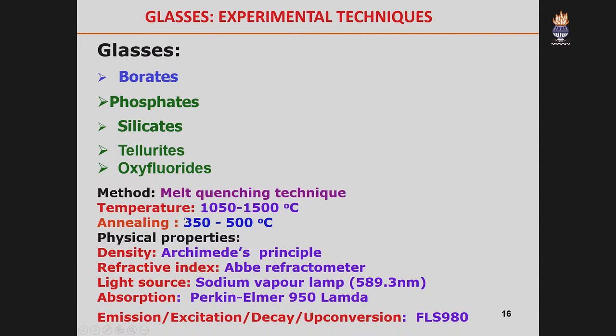In our laboratory, we have a furnace up to 1500 degrees centigrade, so we can heat the chemicals up to 1500 degrees centigrade. As I mentioned, the annealing temperature should be below the transition temperature, that is around 300 to 500 degrees centigrade. In our laboratory, we are measuring density by using the Archimedes principle. We are also measuring refractive index by using a refractometer. And we have a UV-visible spectrometer, by using which we can get absorption spectra.